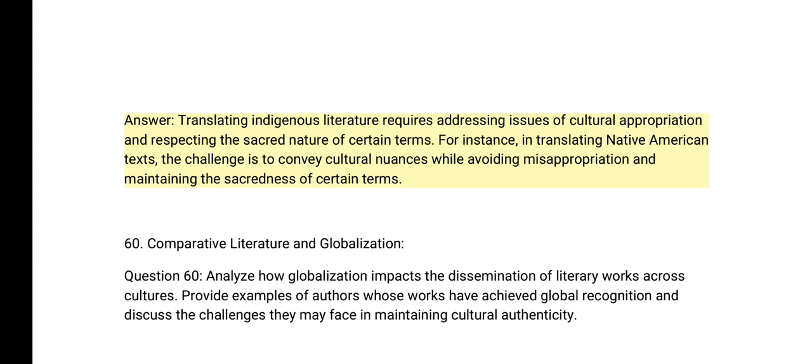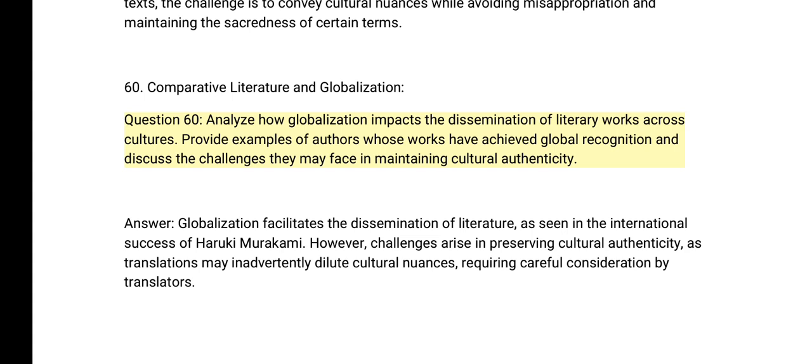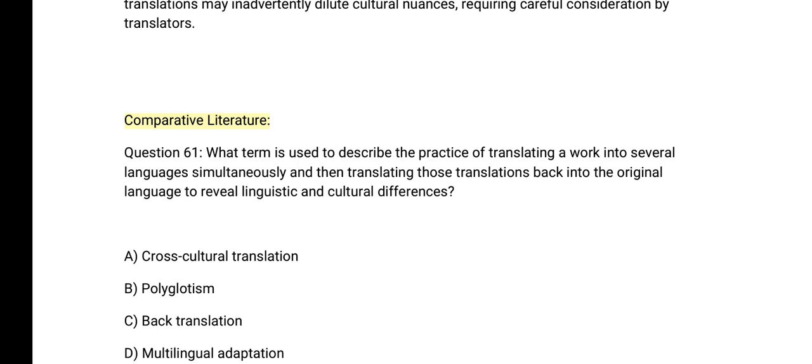60. Comparative literature and globalization. Question 60. Analyze how globalization impacts the dissemination of literary works across cultures. Provide examples of authors whose works have achieved global recognition and discuss the challenges they may face in maintaining cultural authenticity. Answer. Globalization facilitates the dissemination of literature, as seen in the international success of Haruki Murakami. However, challenges arise in preserving cultural authenticity, as translations may inadvertently dilute cultural nuances, requiring careful consideration by translators.